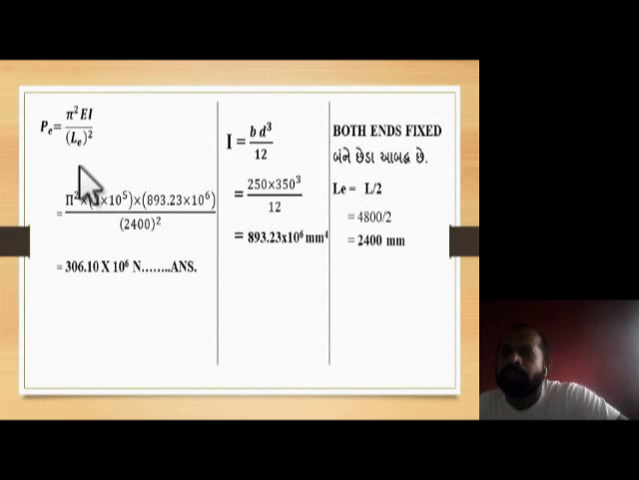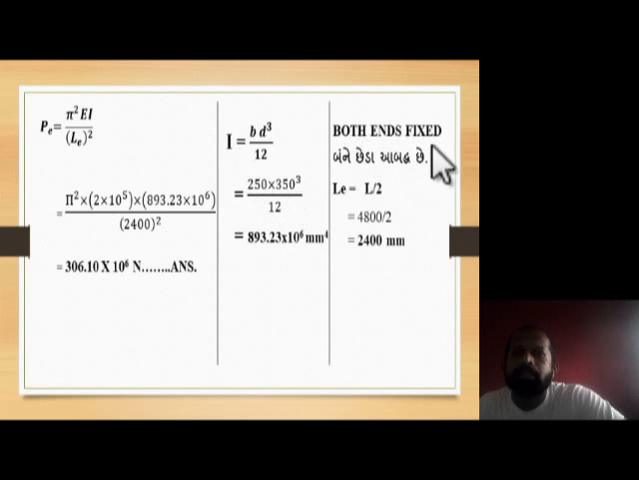Now move forward. You have to find first capital I, moment of inertia, which is equal to BD cube by 12 for a rectangular cross section. So substitute the value of B 250, D 350 cube divided by 12. By solving this equation you will get capital I, moment of inertia, is equal to 893.23 into 10 raised to 6 millimeter raised to 4. This is the moment of inertia for the rectangular column.